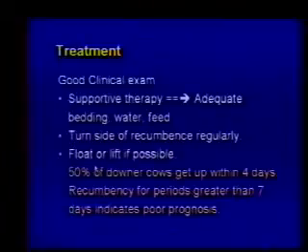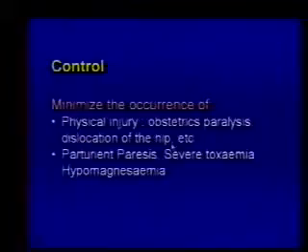There are certain devices that you can purchase. Some of these dairy farmers purchase them. They put water in it, and they actually float the animal to prevent the compartment syndrome. 50% of downer cows get up within 4 days. Recumbency for periods greater than 7 days indicates a poor prognosis. Control. Here we want to minimize the occurrence of physical injuries such as obstetrical paralysis or obstetrical damage, dislocation of the hip, parturient paresis, or other metabolic disorders.